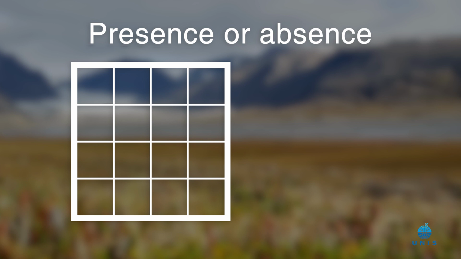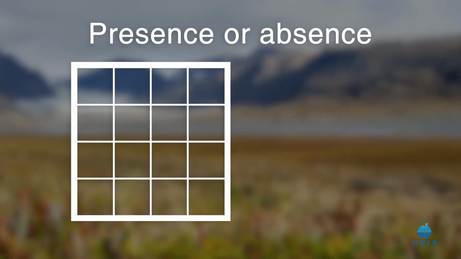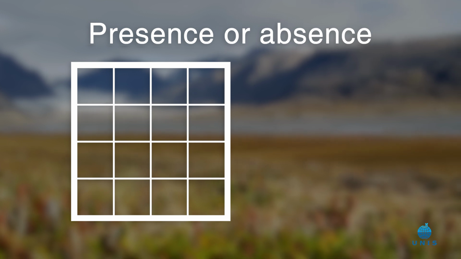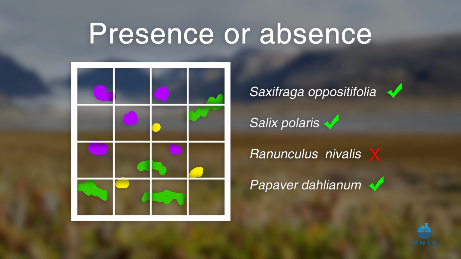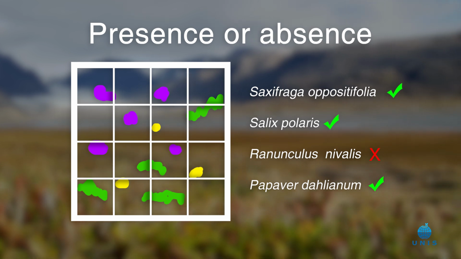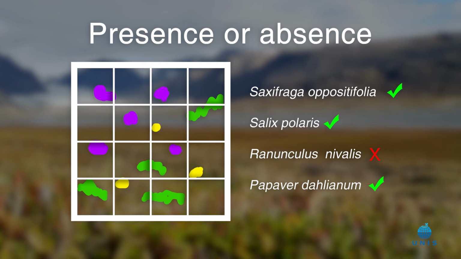Recording what's inside of a quadrat: a fast and simple way of getting data is to just check for presence or absence. You basically just check if a species is present or absent inside a quadrat, and you don't measure any form of abundance. This data can be used to estimate the species richness.